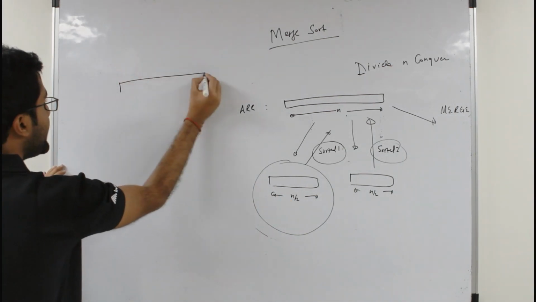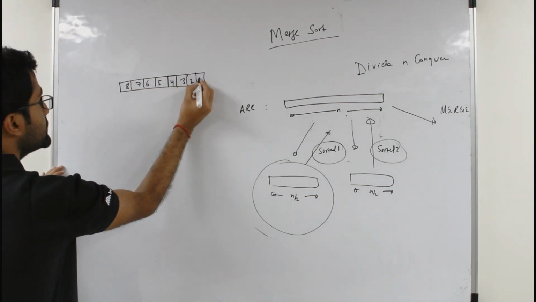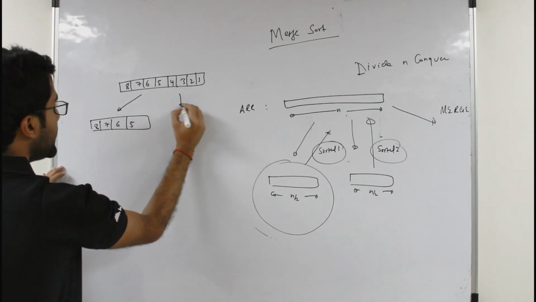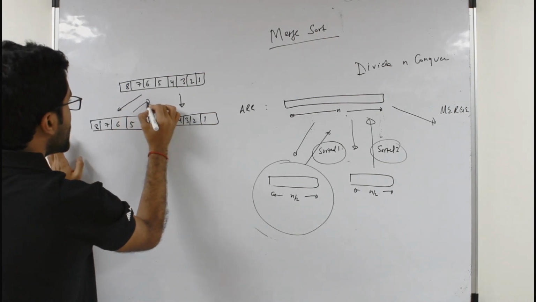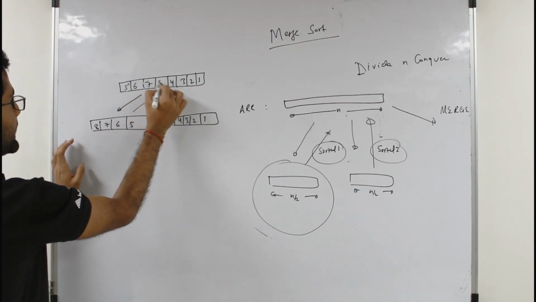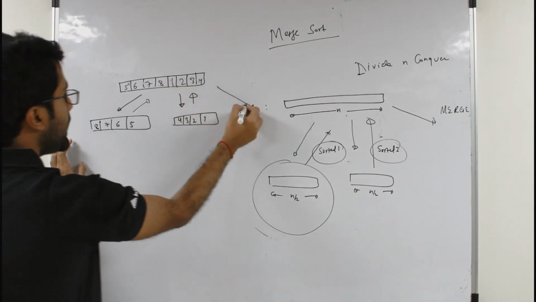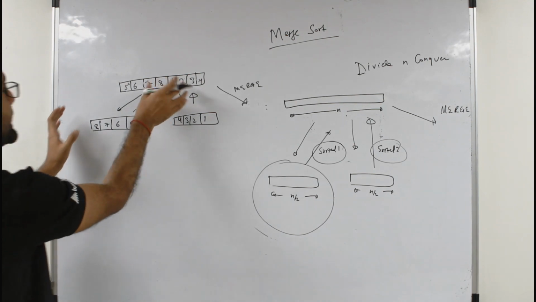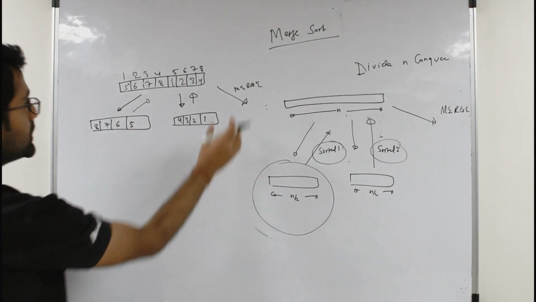If I have an array that contains 8, 7, 6, 5, 4, 3, 2, 1, and I divide it into two parts, 8, 7, 6, 5 and the other part containing 4, 3, 2, 1. By the time this problem is solved, this portion has become 5, 6, 7, 8, and this portion has become 1, 2, 3, 4. Now I need to perform a merge action so that this gets converted into 1, 2, 3, 4, 5, 6, 7, 8. So how do I do that? Let's learn about the merge procedure.